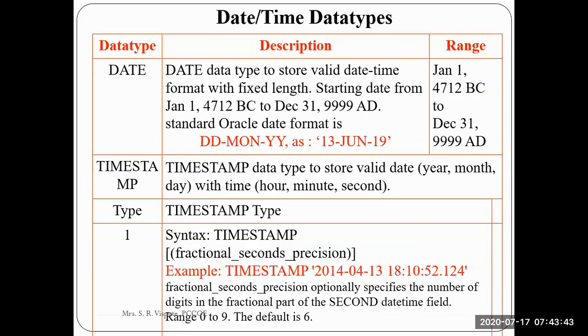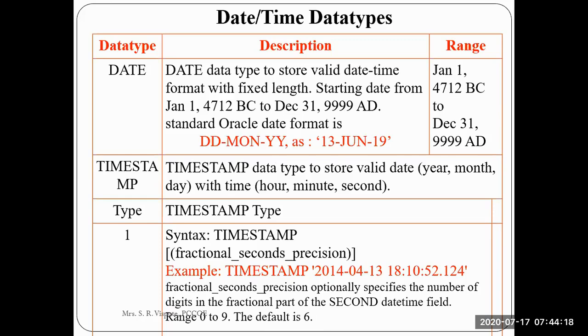The next data types are date and time data types. So again, here the data type is date, and this data type is used to store a valid date time format with a fixed length. The starting date of the range is also mentioned here that you can note down: from January 1, 4712 BC to December 31. The standard Oracle date format is DD-MON-YY.